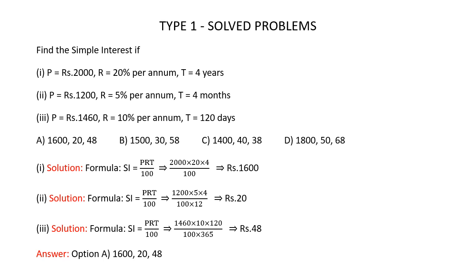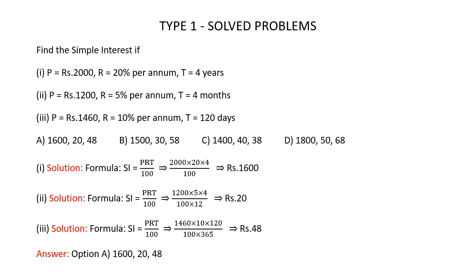Find the simple interest if principal is rupees 1200, rate of interest is 5% per annum and time is 4 months. Now observe here that time is given in months. So convert 4 months to year by dividing it with 12. So now we have time as 4 divided by 12 year.